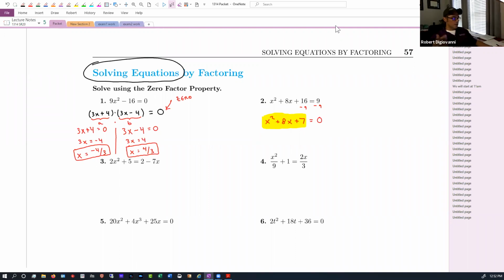Right, and I think I'll do the AC method here. Let's just run through it real quick. We have a 1 out front. We have a 7 in the back. We do 1 times 7, that gives us 7. We look at the number in the middle, it's +8. We need two numbers that multiply to be 7, but add up to be 8, and those two numbers are 1 and 7.